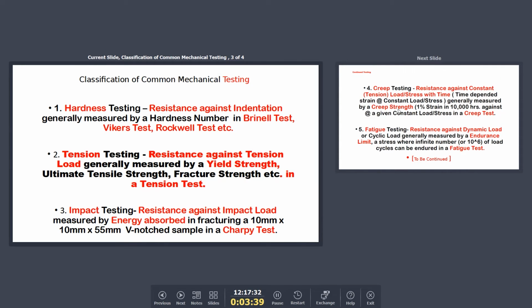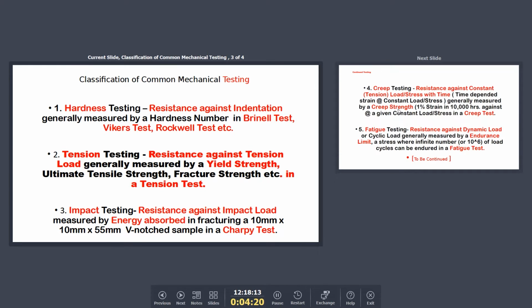First, we see what is the common mechanical testing. It starts with hardness testing. It's the empirical form of testing which men have been using for time immemorial. What is hardness? Hardness is resistance against indentation. What is indentation? Indentation is like pinching a nail over the surface of a material.